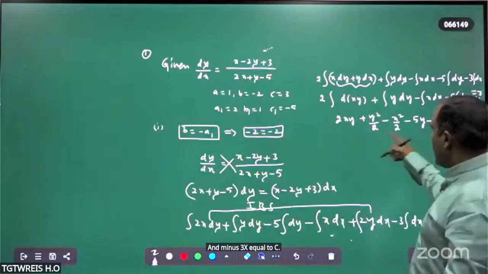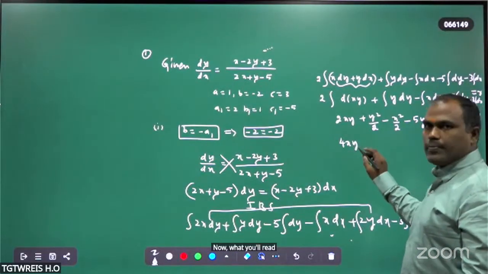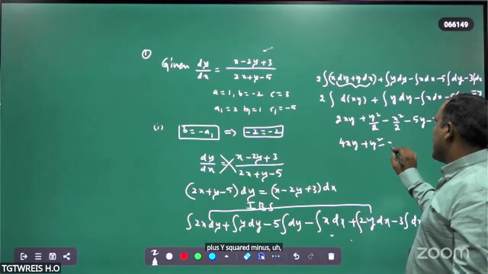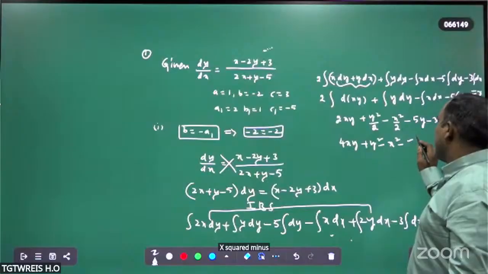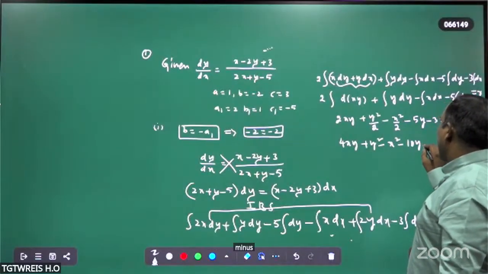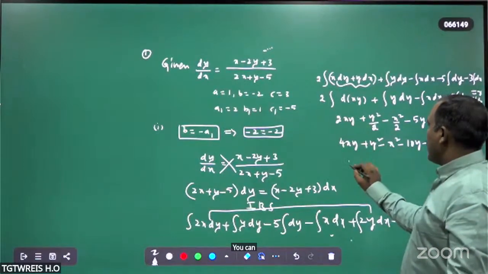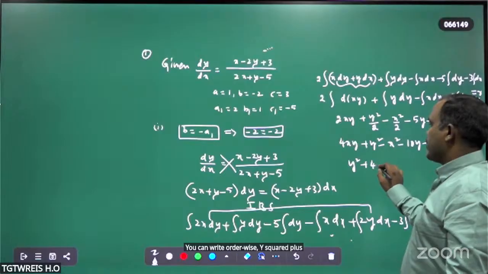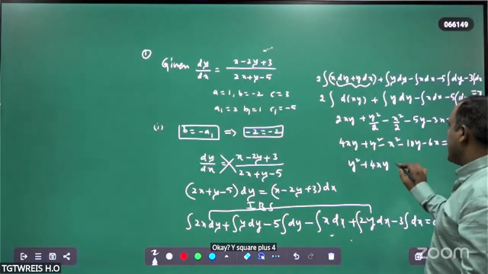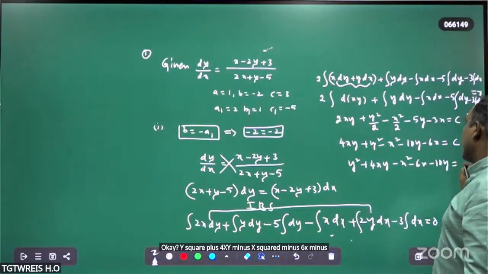Here take the LCM, which is 2. Now what you will write is 4xy plus y square minus x square minus 10y minus 6x equal to c. You can write it in order: y square plus 4xy minus x square minus 6x minus 10y equal to c.